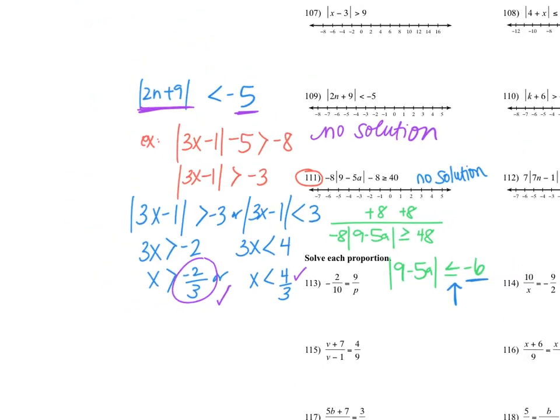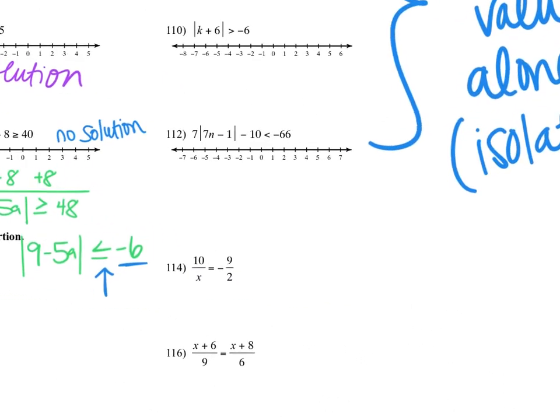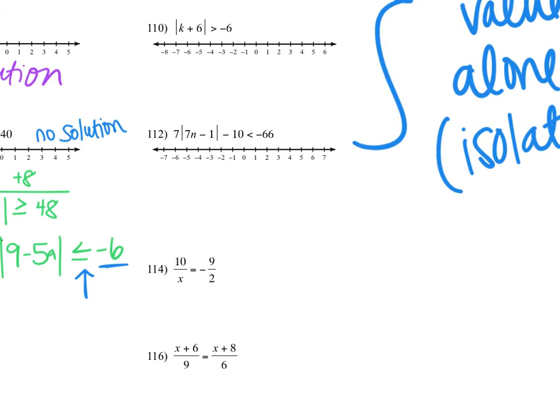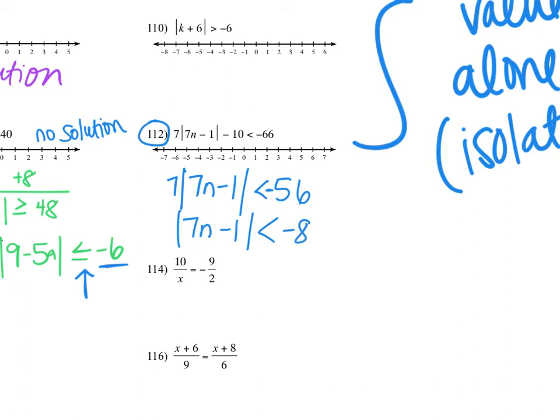Now let's try one that's actually going to give us a solution. So let's try number 112. I'm going to add 10 to both sides. So I'm going to circle that. So 7|7n - 1| less than -56. I'm going to divide by 7. So |7n - 1| is less than -8. Which again, we come into the same issue: no absolute value is going to be less than negative 8.